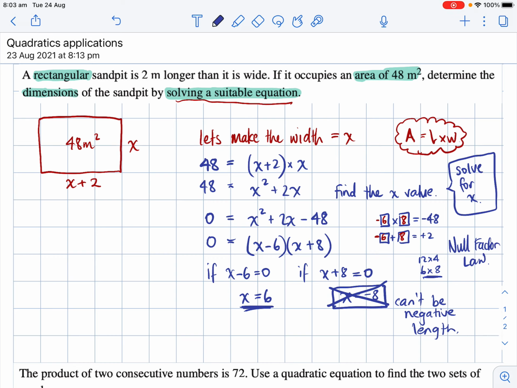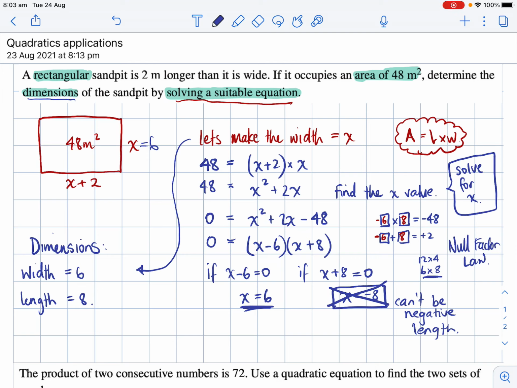Determine the dimensions of the sandpit. All we've done is said what x is. So we now need to actually answer the question. Now if x is equal to 6, then the width, remember we said let's make the width x, so the width is 6 and the length is 2 meters bigger. So it will be 8. And we've finished the question.